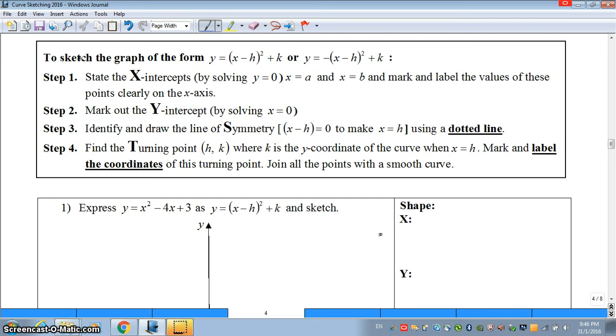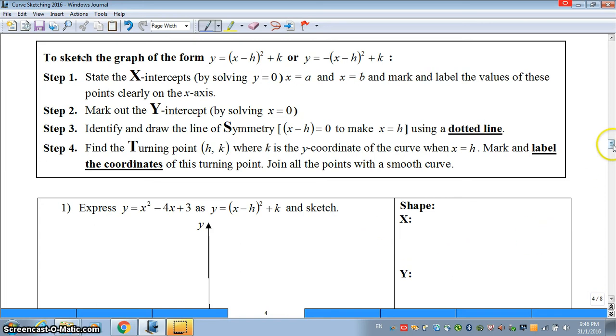Alright, we're going to do curve sketching of another form. Basically, we are still going to go through X, Y, S, T, but there are some changes to certain steps over here. Okay, first and foremost, we have to know how to do completing the square.